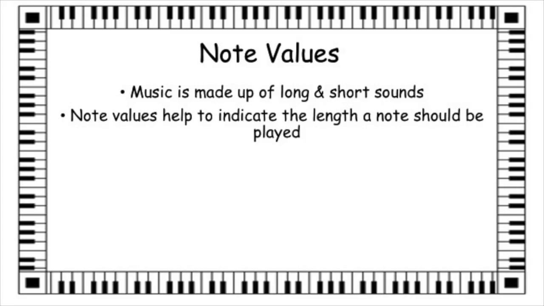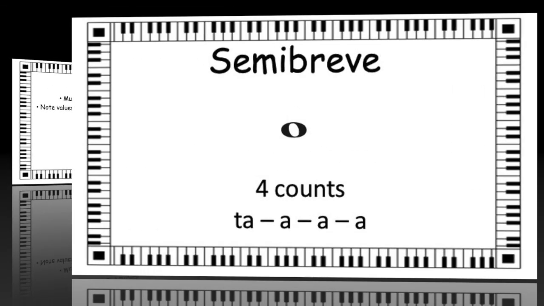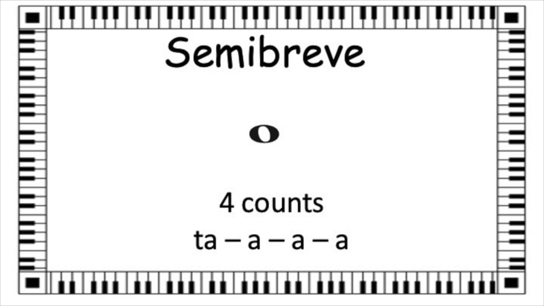Music is made up of long and short sounds. Hence, note value is used to indicate the length a note should be played in music. The first note value that we are going to learn is the semibreve.